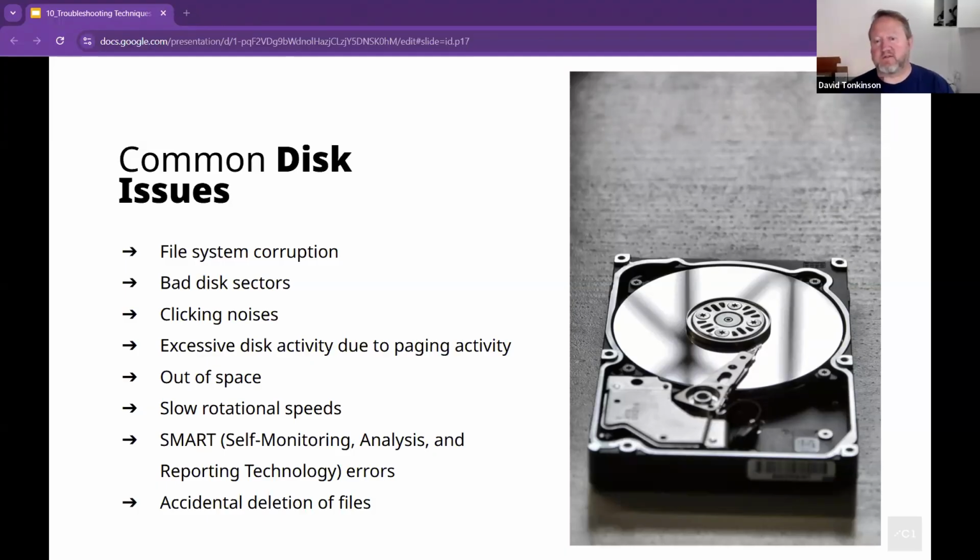Sometimes you get things that are just out of space. Hard disk drives will run out of space and that will cause you problems. Things such as a slow rotation speed. These things are mechanical, so they can have issues. You can get slow rotation speed that will then cause slow data reading, and that gives you problems.